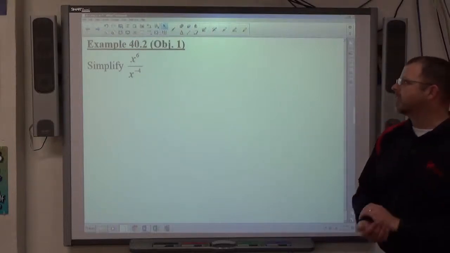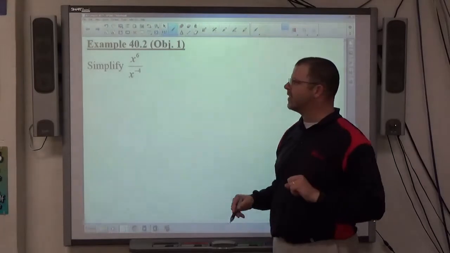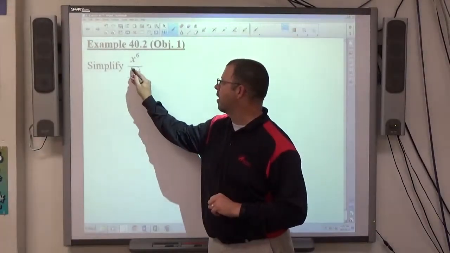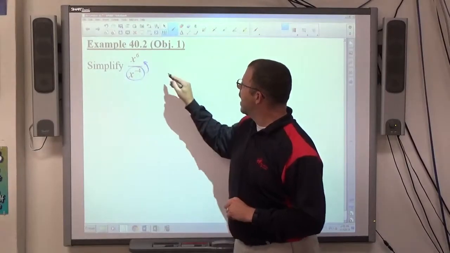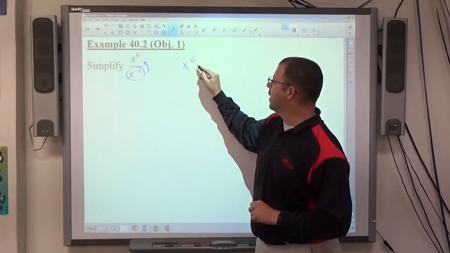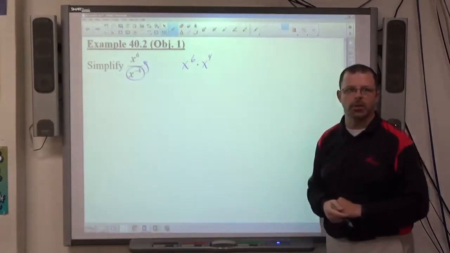Problem 2, simplify x to the 6th over x to the negative 4th power. So if we do step 1, it says if there's any negative powers, put them where they belong. So x to the negative 4th power belongs where? On top. So x to the 6th is on top like it should be. X to the 4th is moving up. It becomes a multiplication times x to the 4th.